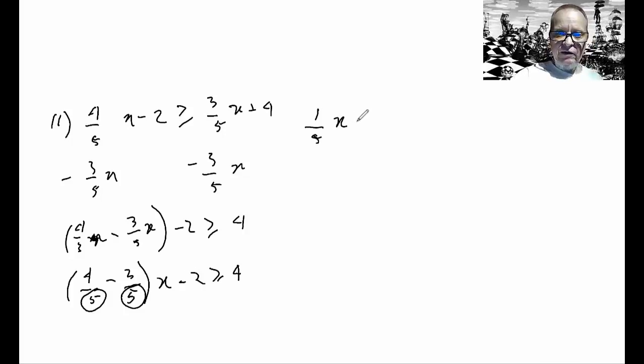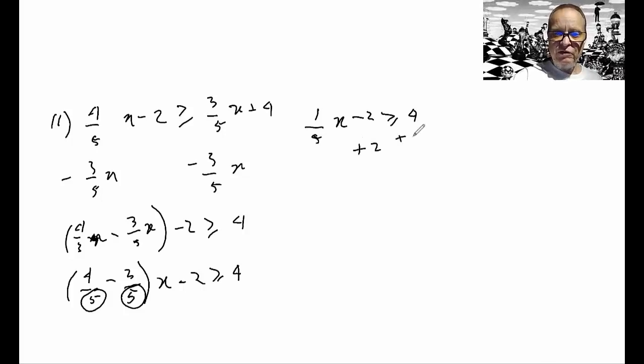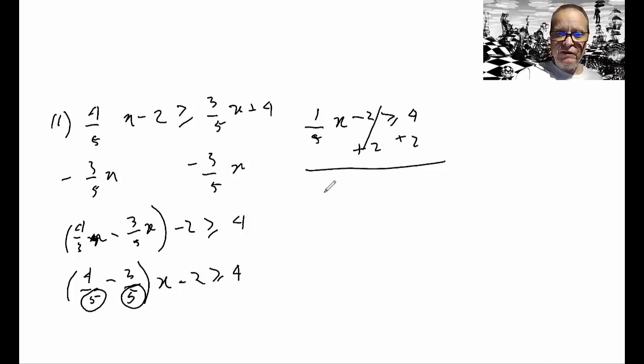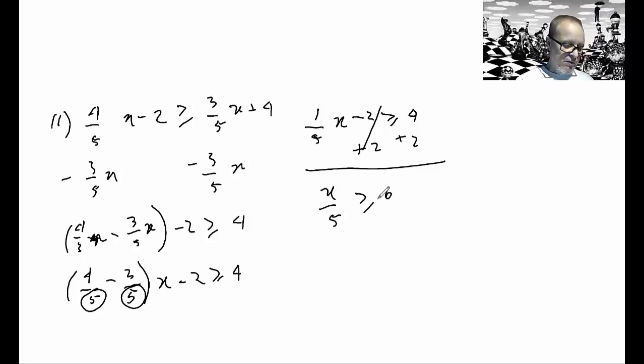And then carry everything else out. Minus 2 is greater than or equal to 4. So then I go plus 2, plus 2. So then I end up with x over 5 is greater than or equal to 6. But I'm not finished yet.